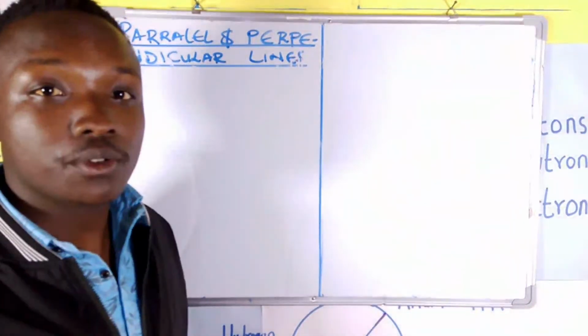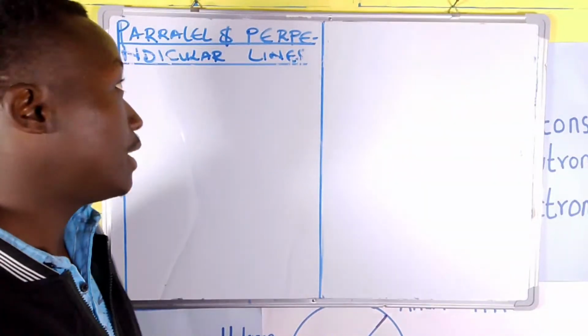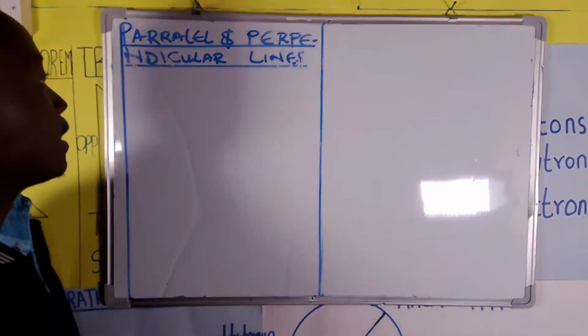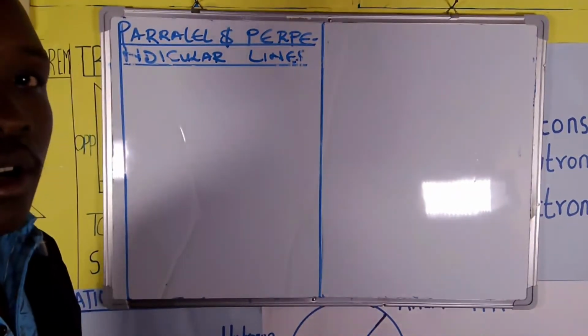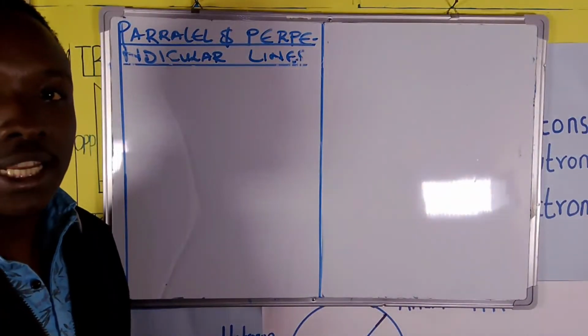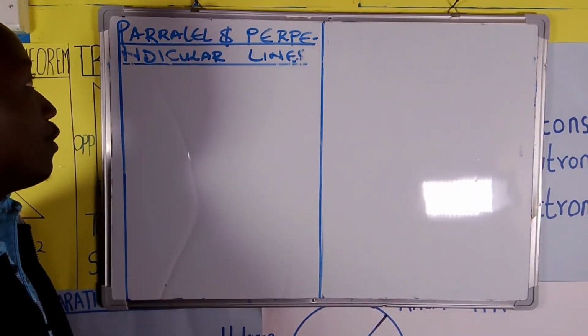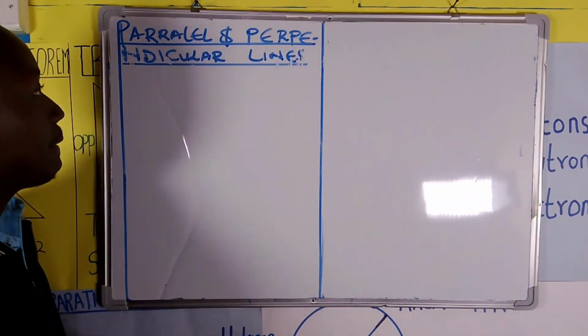Today we are going to proceed with the topic that we started yesterday, that is gradient and equation of straight lines. Yesterday we introduced ourselves to finding the gradient or the slope of a line. We proceeded to determining the equation of a line. Now in this lesson, we are going to learn about parallel and perpendicular lines.